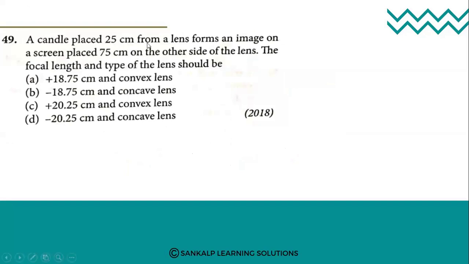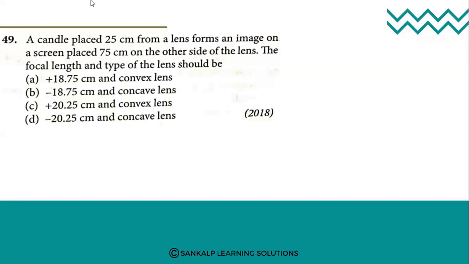See, a candle is placed at 25 centimeter from a lens, forms an image on a screen which is placed at 75 centimeter on the other side of the lens. The focal length and the type of the lens should be. So here a candle is placed at 25 centimeter from a lens. So this is the object distance. Candle is the object. From the lens, this is placed at 25 centimeter. It forms an image on the screen. The image is placed at 75 centimeter. Here we need to calculate the value of the focal length. Okay, so from the value of the focal length, we can understand which type of lens this is. Can you try this?